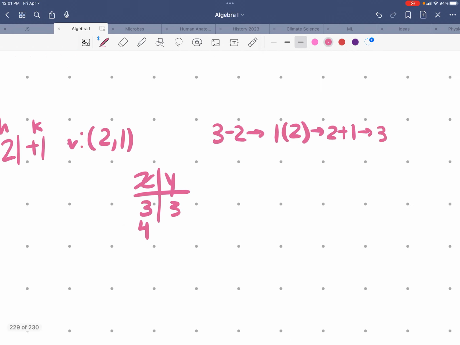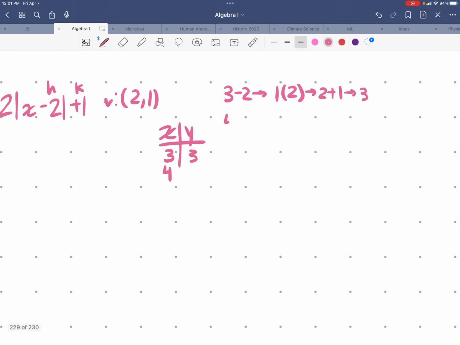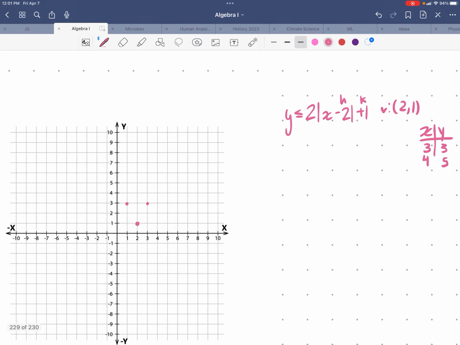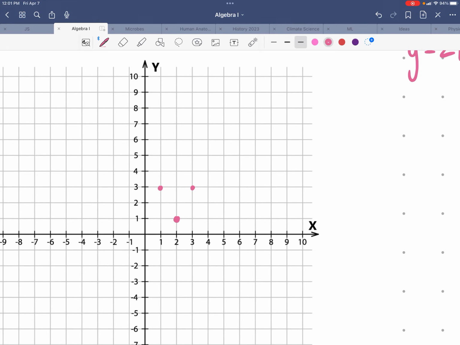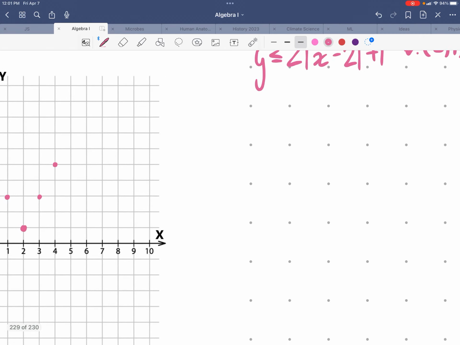And now we choose one more point. We get 4 for x. We plug in, we get 4 minus 2. We get 2 times 2. We get 4 plus 1. And we get 5. So our third point is 4, 5. And that is done.